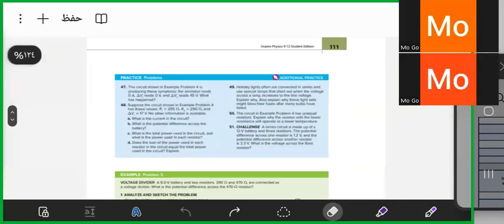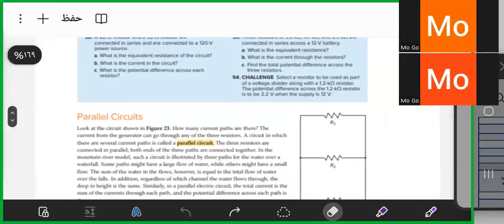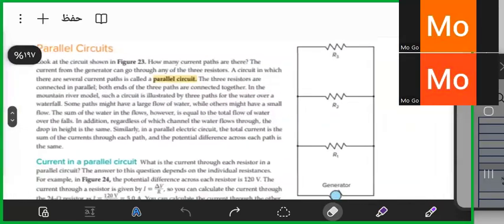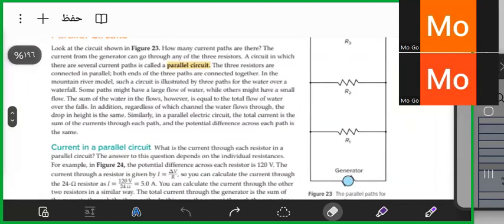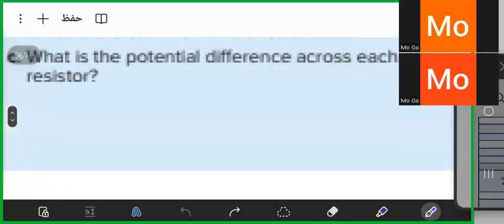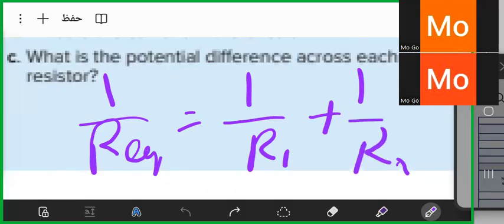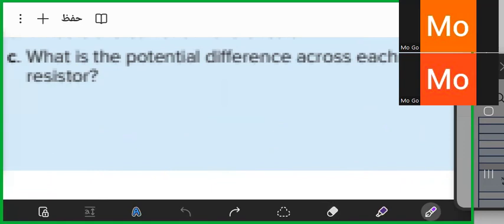We have not started parallel yet. All of this was talking about the series and how we can connect it in series. So we now start parallel resistors. How can we find it? Let's talk about 1 over R equivalent. It was 1 over R1 plus 1 over R2. This is the way to calculate the equivalent resistance. We have two ways. One is easier than the other.